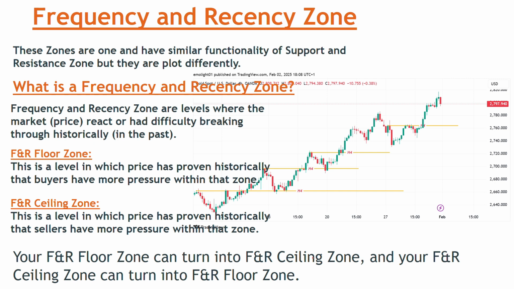The F and R floor zone is a level in which price has proven historically that buyers have more pressure within that zone. You can see it in the diagram. The F and R ceiling zone is a level in which price has proven that sellers have more pressure within that zone. Your F and R floor zone can turn into an F and R ceiling zone, and your F and R ceiling zone can turn into an F and R floor zone.